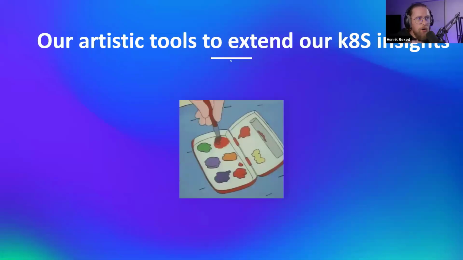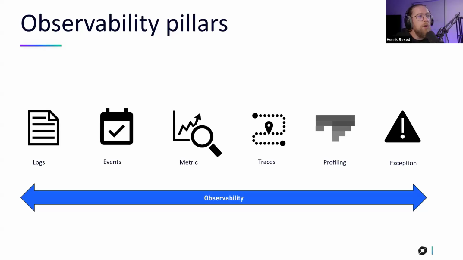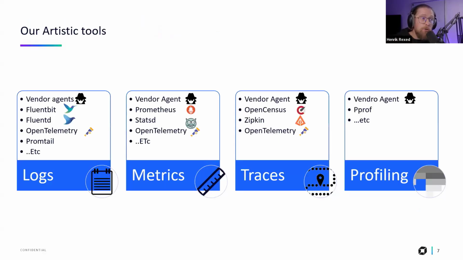All right, so what are the tools that we can use to extend the insights of our Kubernetes clusters? As you know, observability, some people say it's three pillars. I disagree. I think there are six pillars in total: logs, events, metrics, traces, profiling, and exceptions. And to be able to send those different signals to your backend, so Dynatrace, you have different solutions available out there. Of course, one agent is doing everything: profiling, traces, metrics, logs, events, and everything.